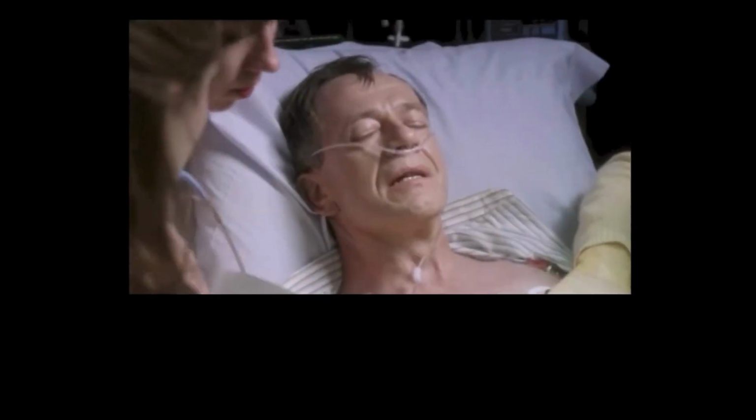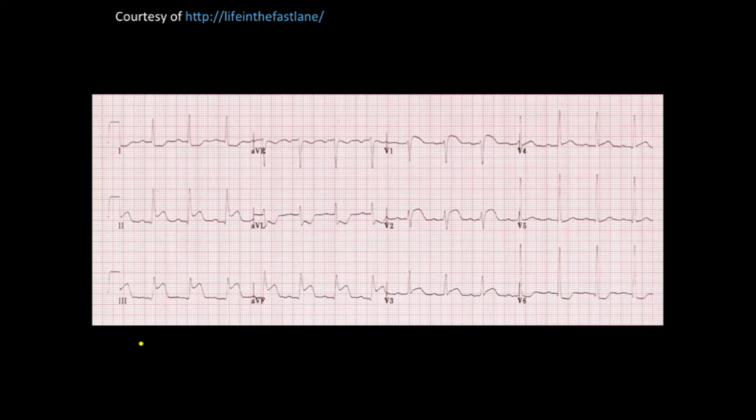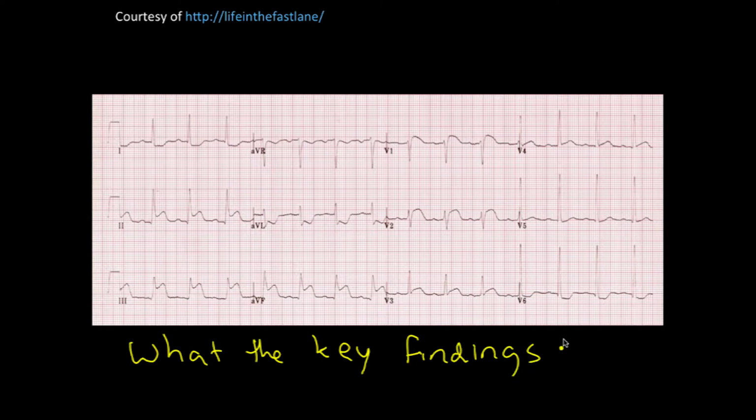What's the EKG say? So one of the early things we want to do is obtain an ECG, and here it is in our patient. So let's interpret this ECG. What are the key findings on this EKG? Are there signs of ACS? Are there signs of dissection, pulmonary embolus, or other concerning causes?